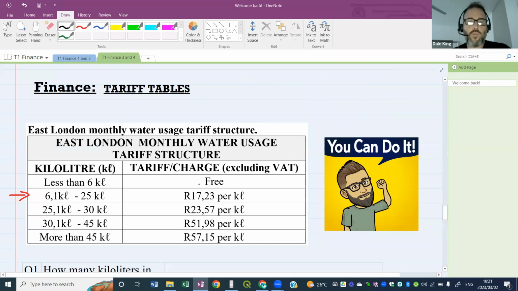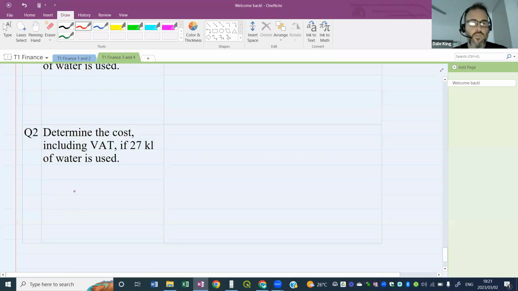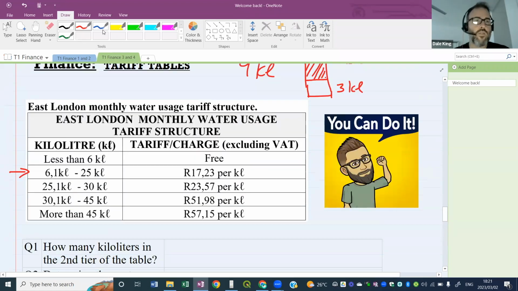I will refer back to this table often when we're doing this question. Something else I want to show you here is in each interval, the first number in each interval, for example, in the second interval. In fact, let me label the intervals. It makes it a lot easier to refer to them. We'll call them interval 1, 2, 3, 4, and 5. Sometimes people call them tiers, which is like a step, like step 1, step 2, step 3, step 4, step 5, but I'll call them intervals. So in the second interval here, the number they start with is 6.1 kiloliters.